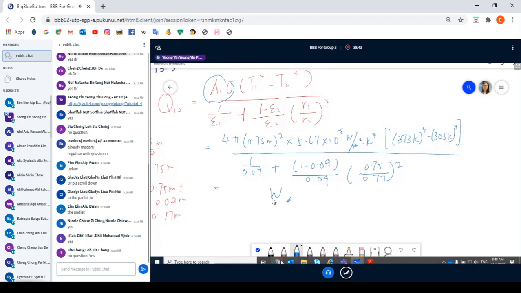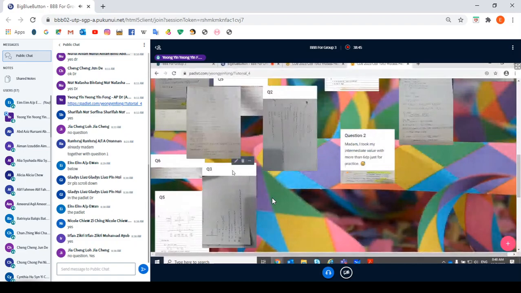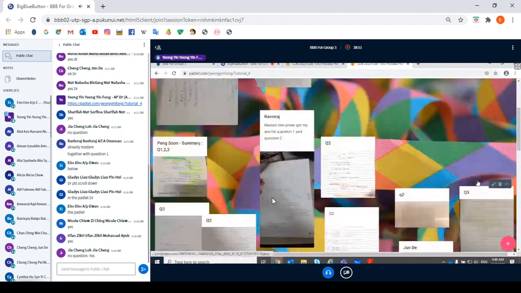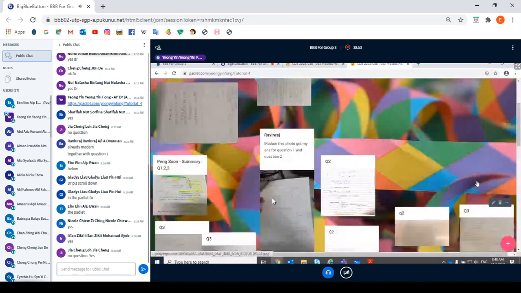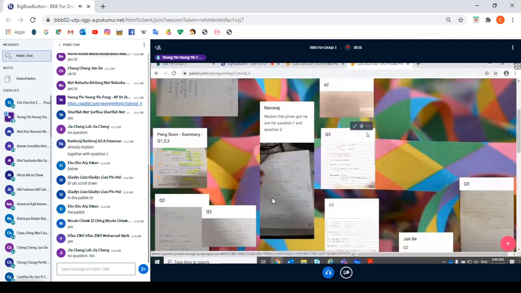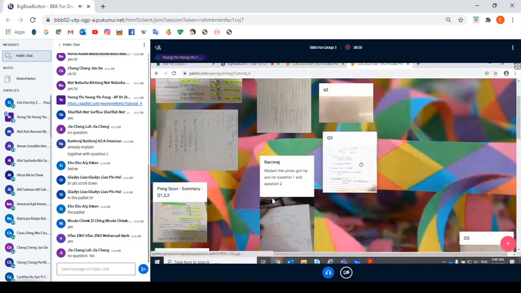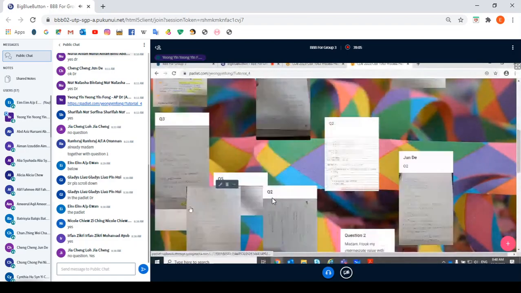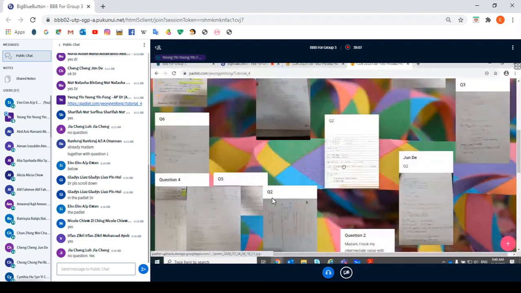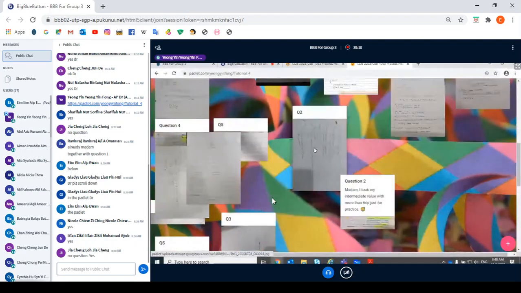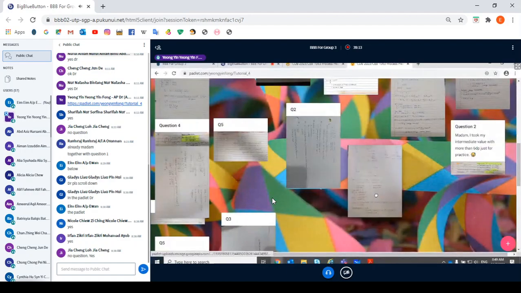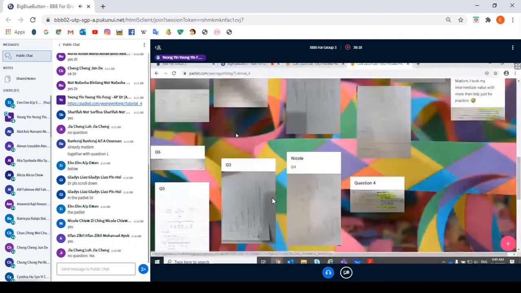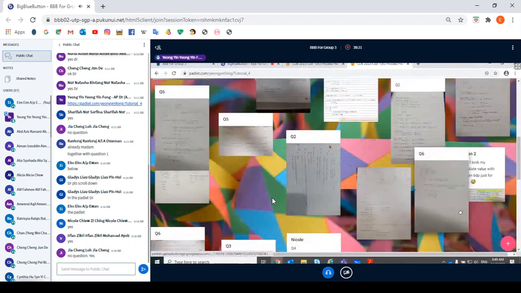Okay, it's time for me to go to the Padlet to see the answer for question number 4. There are a lot of answers over here. Okay, I just make arrangement. Q3, Q3. Oh, I see question number 5 as well. So this is okay. Nicole here, question number 4. So we just look at the answer for question number 4.